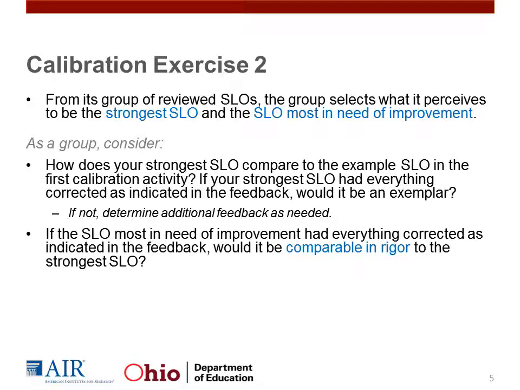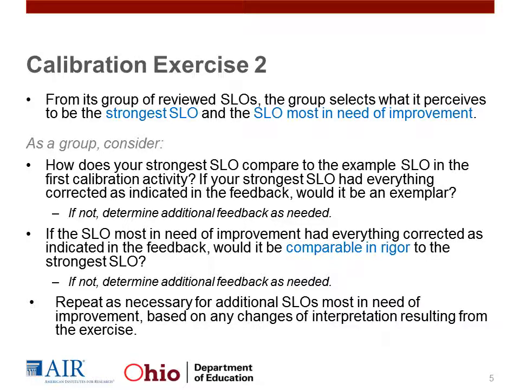Next, consider as a group: if your SLO with the most need for improvement had everything corrected as indicated in your feedback, would it be comparable in rigor to your strongest SLO? If not, assess what additional feedback you can provide to help the teacher move that SLO toward comparability. Repeat this process as necessary for additional SLOs most in need of improvement based on any changes of interpretation resulting from this exercise.